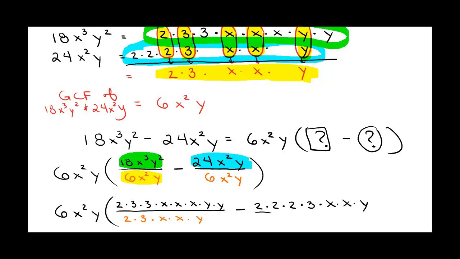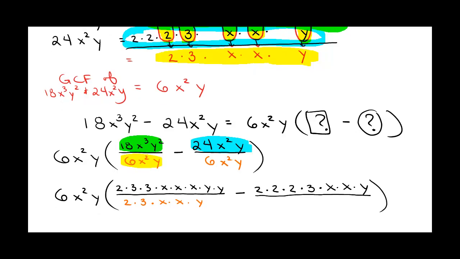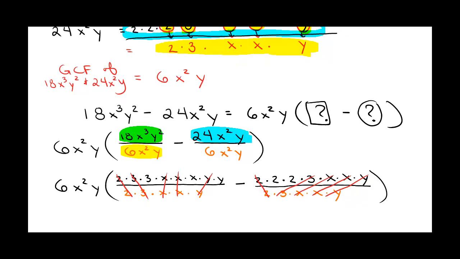And after we write it all factored out, we're also going to write the 6x squared y again factored out underneath it, so I can cancel out common factors. So I'm canceling out all the common factors that are in the numerator and the denominator. Now let's see what is left over. Which factors were left over? Let's see, we had a 3 left over in the numerator, an x left over in the numerator, and a y.